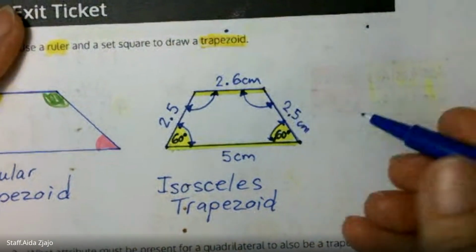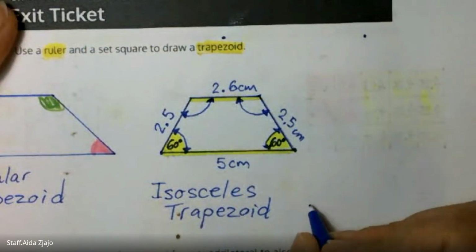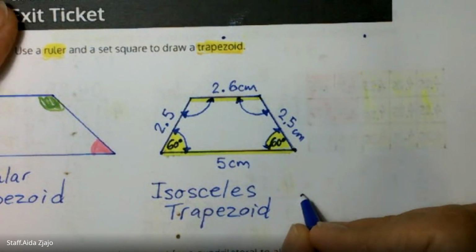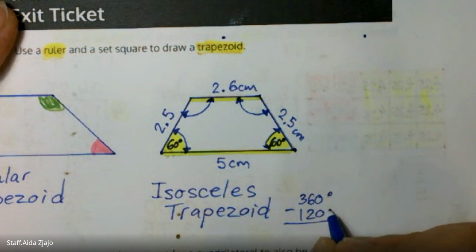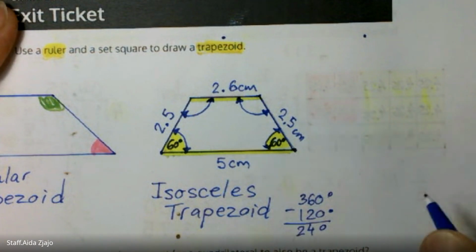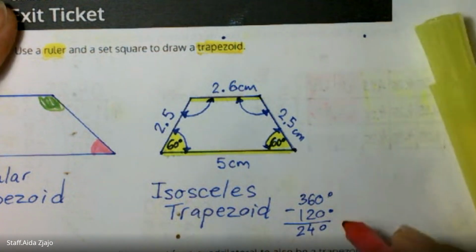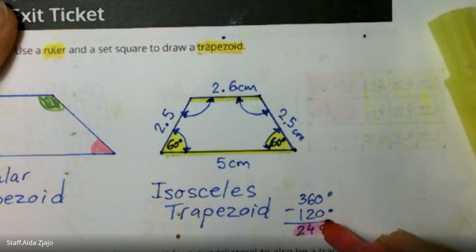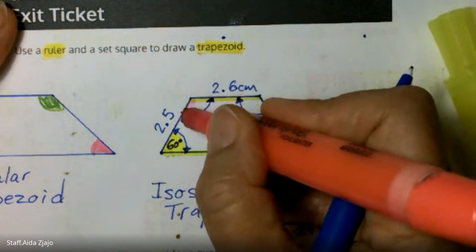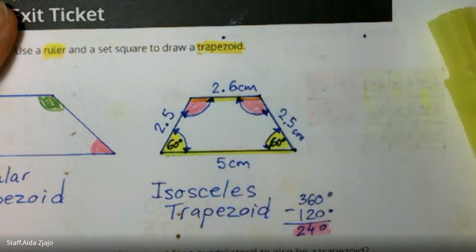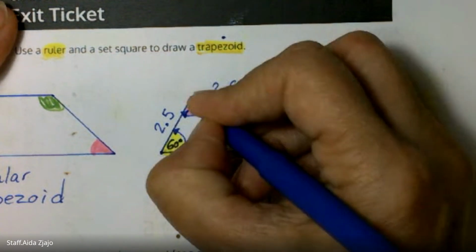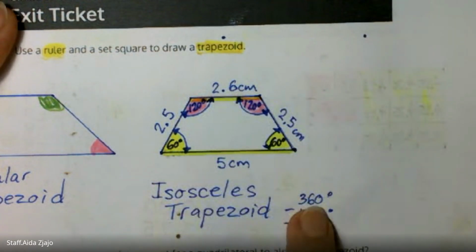If I quickly do that, I can show. I know it's not the topic, but it's okay. 360 minus 120 gives us 240. So now these two pink angles share 240. Logically you will say, each of these has to be 120. So we just figured it out. These two are 120 degrees each, because all four together make 360 degrees.